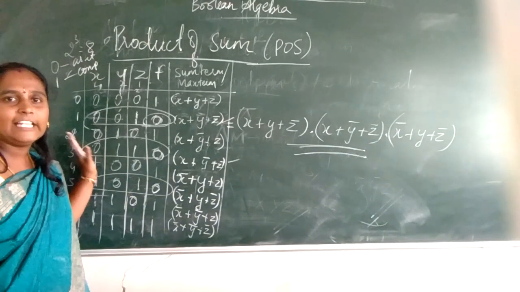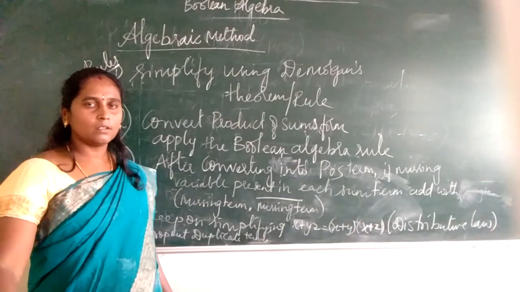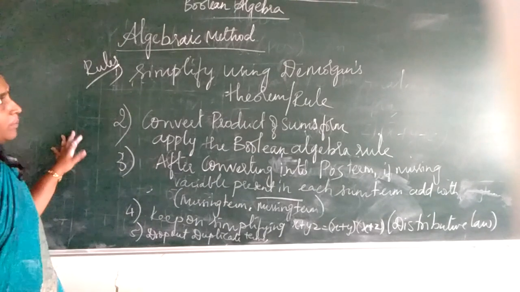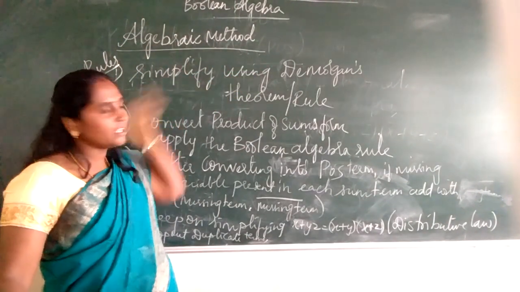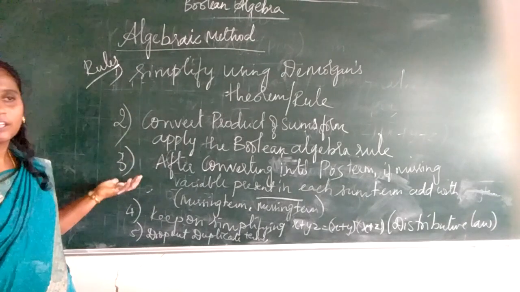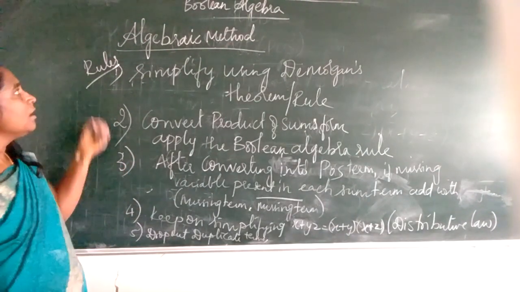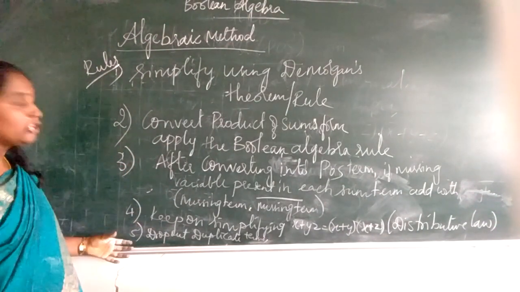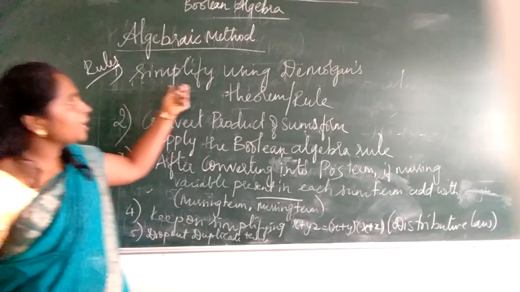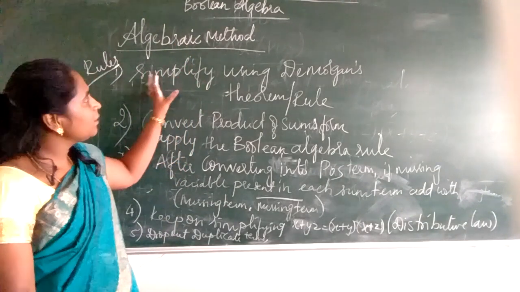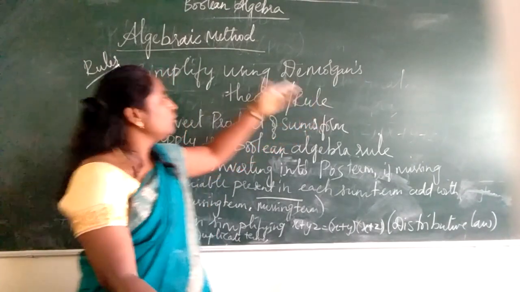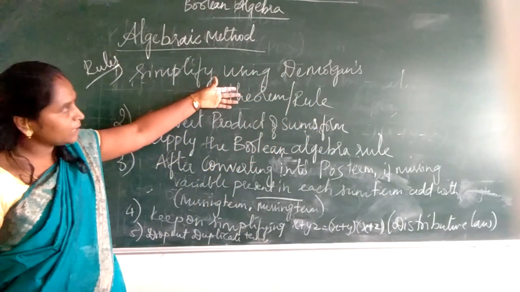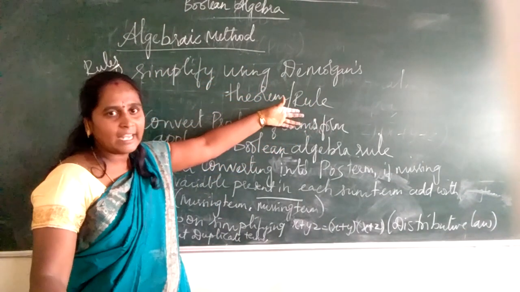Next, we will see the algebraic method. The next topic in your POS or max term is the algebraic method: how you are going to simplify the given expression and get a canonical POS. In that there are 5 rules. First rule, simplify the given expression using De Morgan's theorems or rules. You can apply any De Morgan's theorems or any other rules in Boolean algebra.